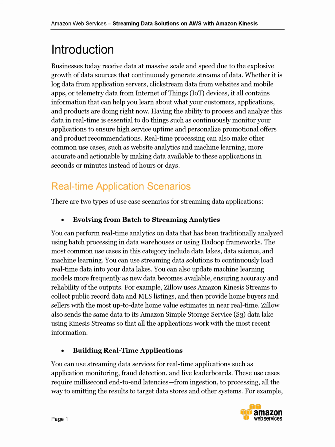For example, Zillow uses Amazon Kinesis Streams to collect public record data and MLS listings, and then provide home buyers and sellers with the most up-to-date home value estimates in near real time. Zillow also sends the same data to its Amazon Simple Storage Service, S3, data lake using Kinesis Streams so that all the applications work with the most recent information.